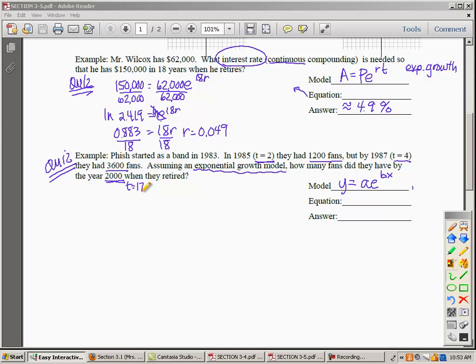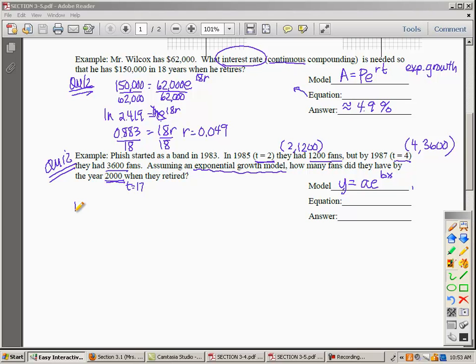Okay, so here's what they actually give you. They give you 2 points: the fact that at time 2 I have 1,200, and at time 4 I have 3,600. And this is like our x and our y, then we're going to plug in our equation. So you're going to start with 2 equations.